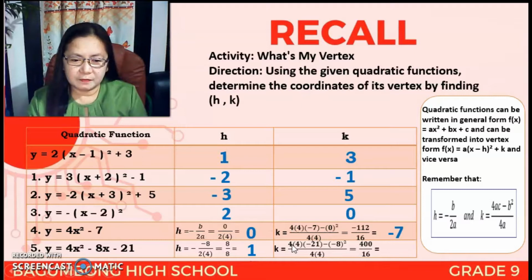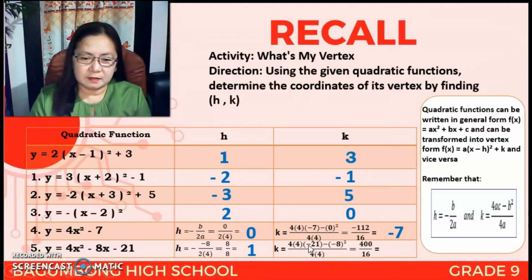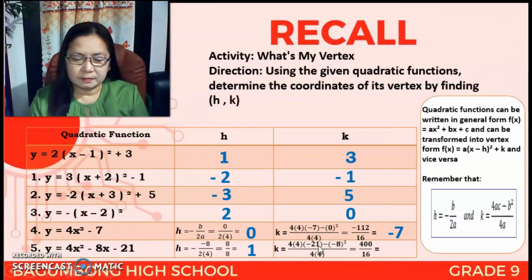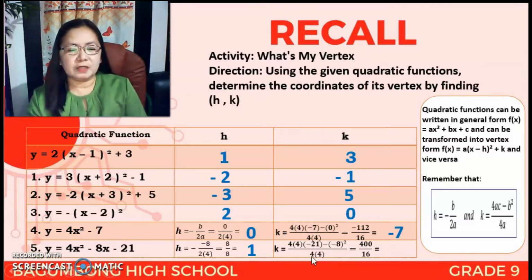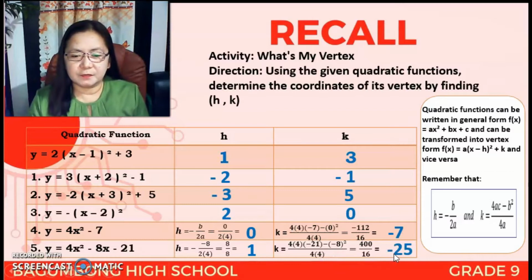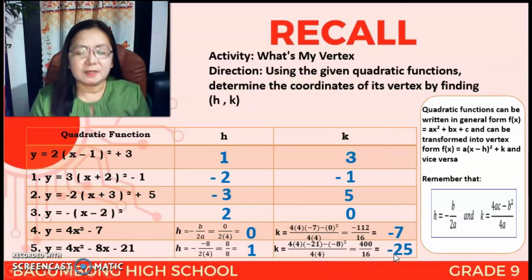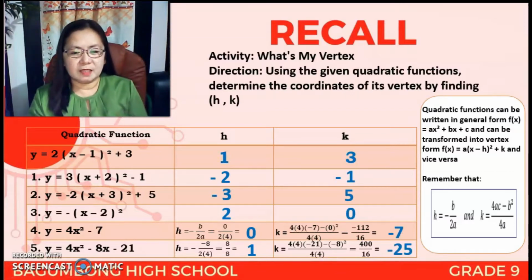Simplify. 4 times 4 times negative 21 minus negative 8 squared is equal to 400. Divided by the product of 4 and 4, which is 16. So 400 divided by 16 is negative 21.